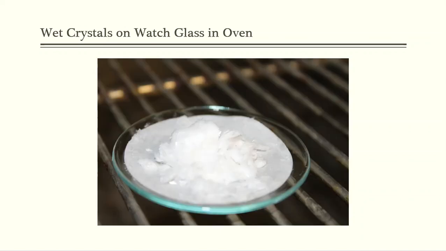So I put the crystals inside of the oven, and here you see the oven rack. And the reason that I put it on a watch glass is because if I put the piece of filter paper directly on these metal rods, there's a chance that that piece of filter paper will begin to burn and char, and I do not want that to happen. So I put it on a piece of glass. That way it gave it a little bit of support so it doesn't damage the filter paper itself.